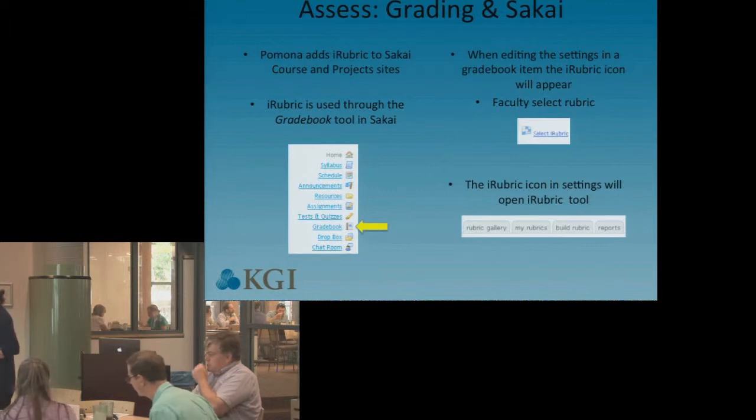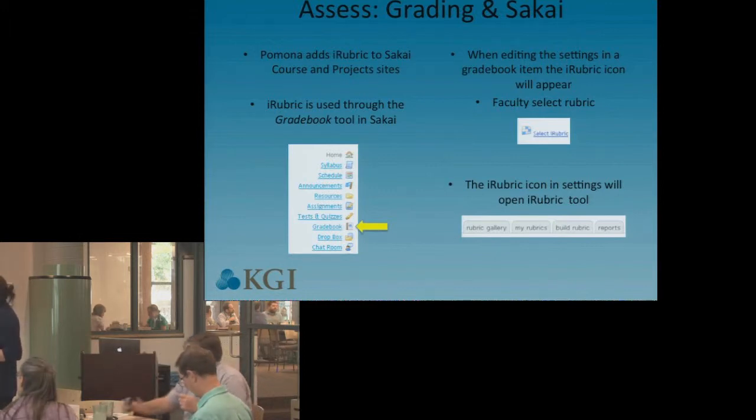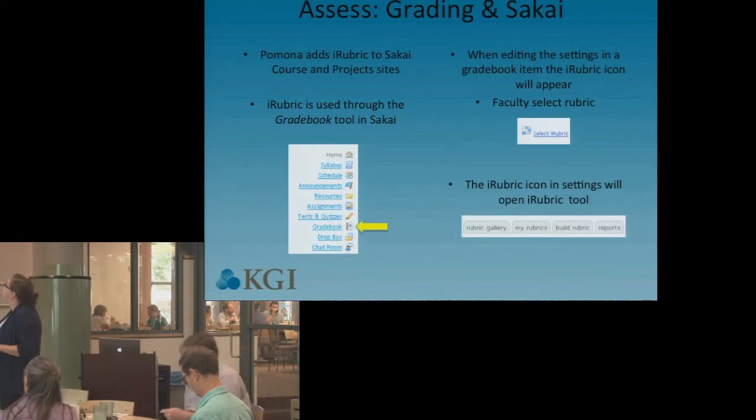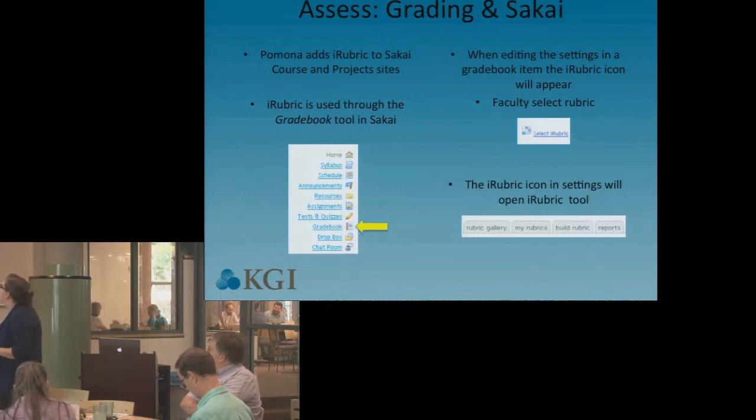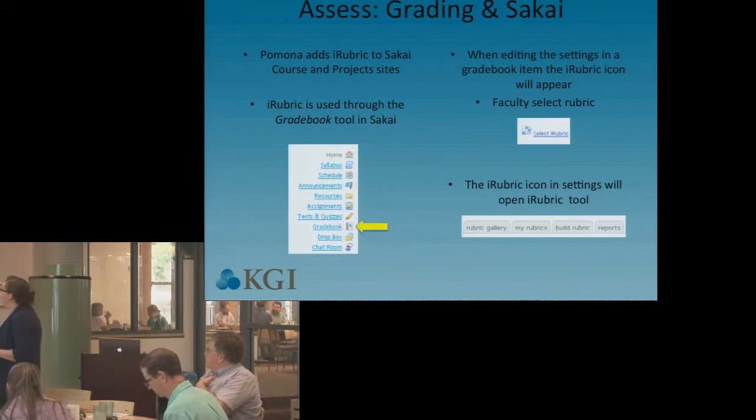So it's used in the gradebook tool, and I know we've all seen this before. When you go into edit a gradebook item's settings, you're going to see this icon here. This is the rubric icon. And then you select your own rubric. Once you select the rubric icon, you'll open up the iRubric tool, and then you see this taskbar.